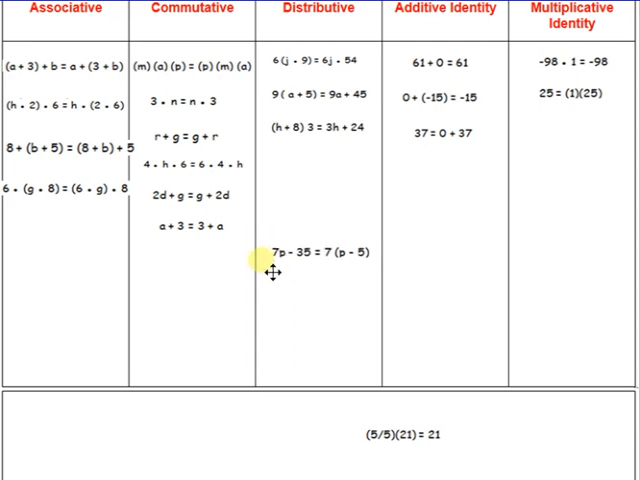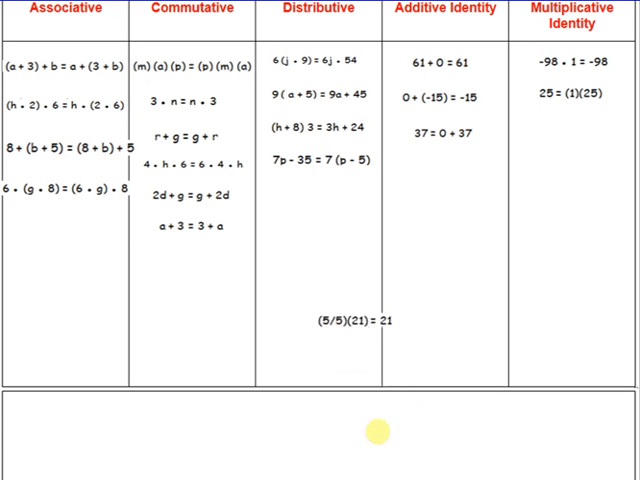Okay, 7p minus 35 equals 7(p minus 5). This is going to be, again, distributive. This 7 is being given to the p and the 5. So here the 7 is being distributed to the p, so I get 7p. And then 7 is being distributed to the 5, so I have 7 times 5 is 35.